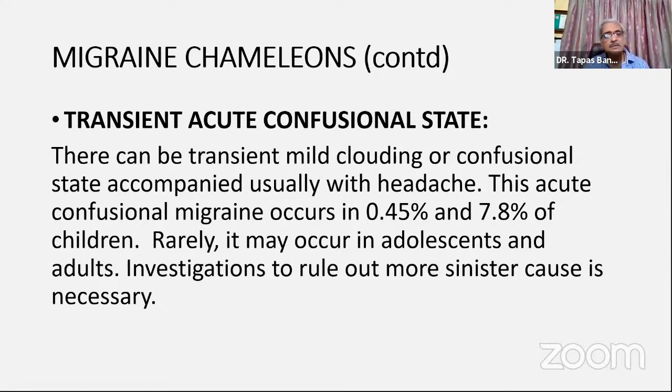It occurs in 0.5 to about 8% of children who are migraine sufferers. Rarely it can even occur in adults or adolescents. For the transient acute confusional states, we have to consider so many other differentials. It could be epilepsy, temporal lobe epilepsy, or an arteriopathy, something like a TIA has occurred. But you have to take a careful history, with the patient being a known migraine sufferer, where we can see this sort of presentation can happen.